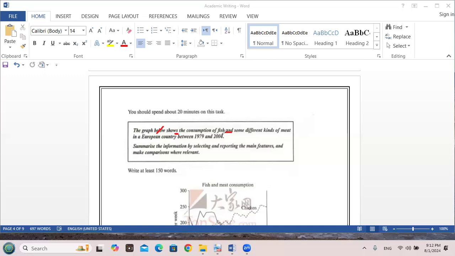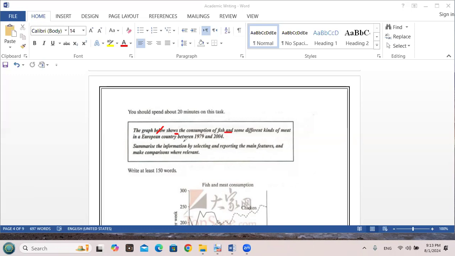You got it? So we can just rephrase it in a different way. Yes, for sure. You don't have to say the given line graph, it gives information on, as I told you, the consumption, right? How much, yeah. You can write how much fish, chicken, lamb, and so on. Or you can write how much fish, as well as various sorts or various types of meat in a country in Europe, from 1979 to 2004.